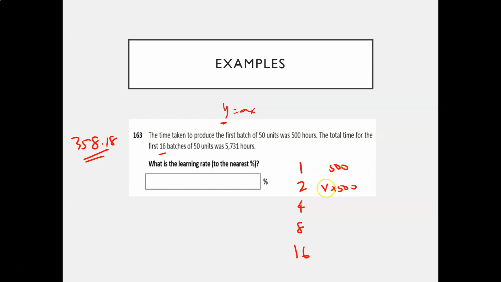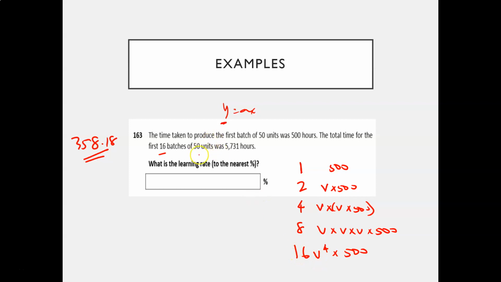That's the learning rate. And I know, therefore, for 4 units, it must be V times V times 500. This here is V times 500, so this would be V times this, which is up here. And I know this will be V times V times V times 500, and therefore V raised to the power of 4 times 500. So this is the average time it takes to make 16 units.